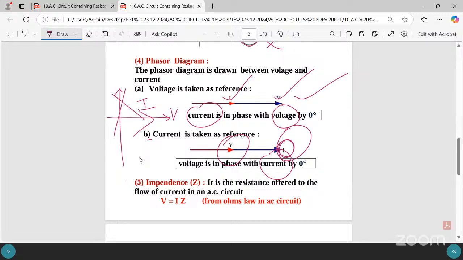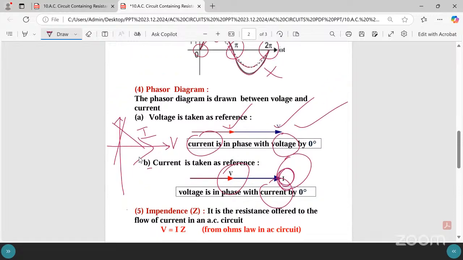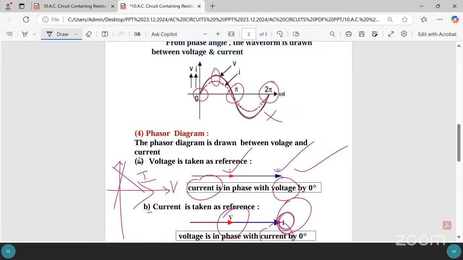Now tell me, which is the easiest one? Is the waveform the easiest one, or is this one the easiest? Phasor is the easiest one. It is very easy to analyze the circuits. This is called phasors. This is the fourth topic, phasor. Fifth topic.